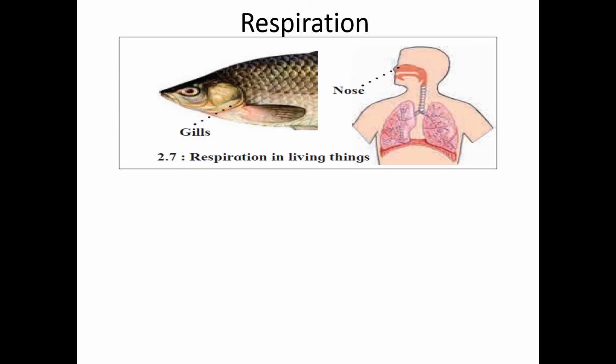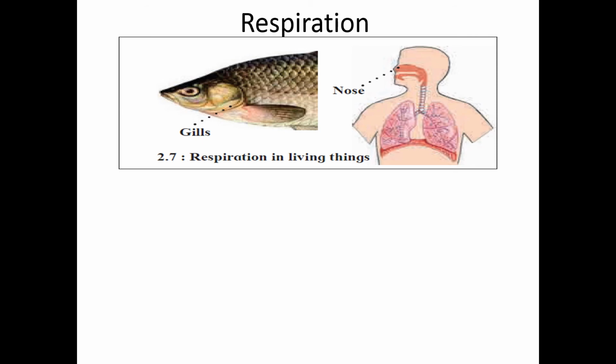The next characteristic that we are going to study is respiration. Now we all know that fish breathe using gills, and humans breathe using the nose, and then the oxygen goes into the lungs. So now what happens? What is breathing? Breathing is taking in air rich in oxygen and giving out air rich in carbon dioxide. So breathing is just a small part of respiration.